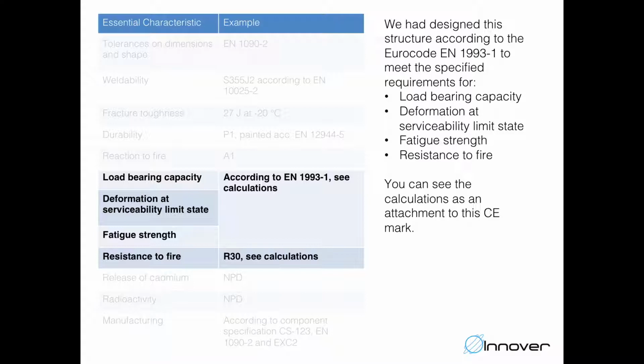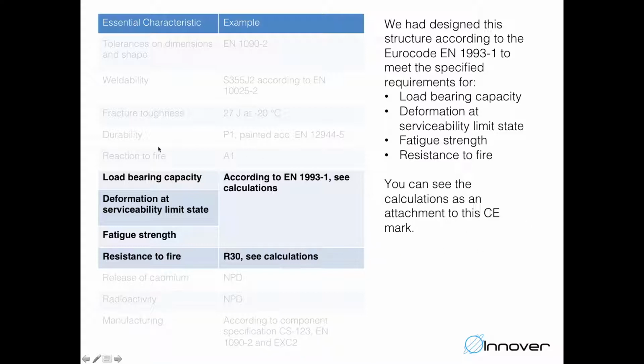The first thing you would declare or could declare are these 4 characteristics that are related to the structural design. And by declaring all of these or some of these, you would be basically saying that we have designed this structure according to the Eurocode EN 1993-1 to meet the specified requirements for load-bearing capacity, deformation at serviceability limit state, fatigue strength, and resistance to fire. And you can see the calculations and results as an attachment to this CE mark.